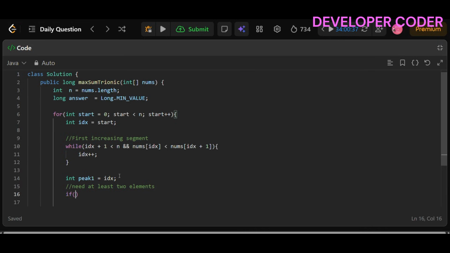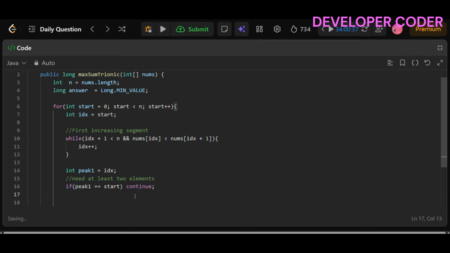So here I will say if the peak of 1 is equal to start. So my start is 0 as of now, and if my peak 1 is also 0, then definitely that simply means we have just 1 point, okay? So in that case we have to skip, we just continue, we move to the next start, okay? This part is clear, right?